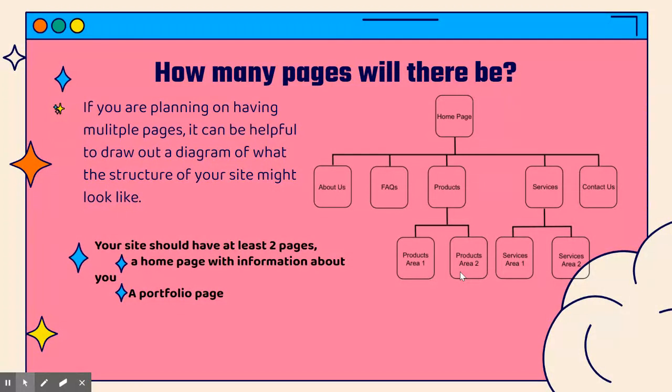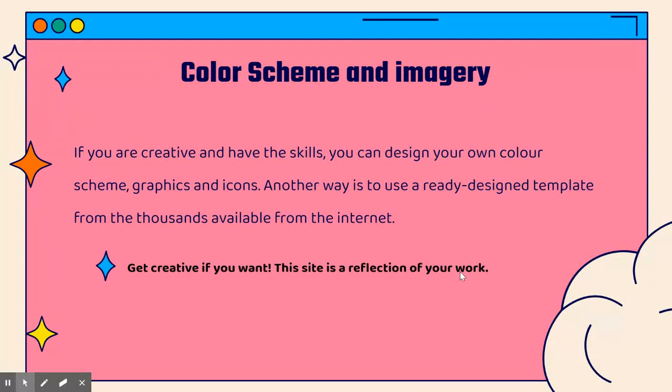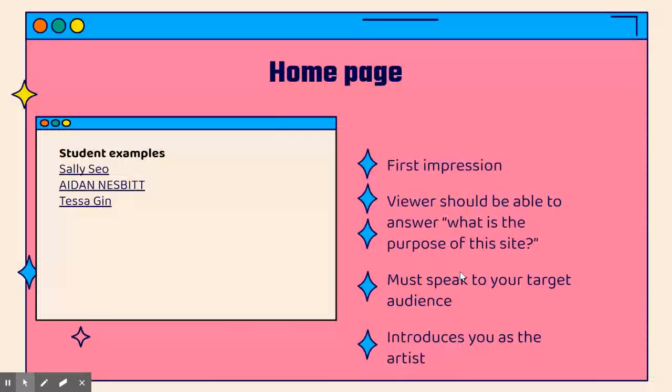Okay. All right, so your color scheme and imagery. So if you are creative, which you all have found out that you are, and you do have some of those skills, you can design your own color scheme, graphics, and icons. Another way is to use ready design templates. So we are actually going to use a design template, and you can modify that template as you create your site. So remember, the site is also a reflection of the work that you are doing. All right, so I posted some examples.